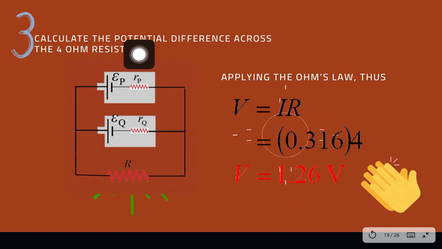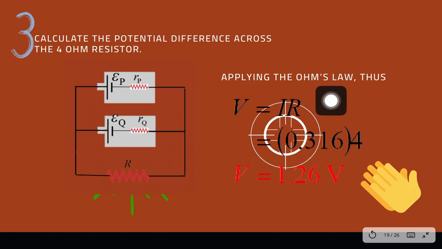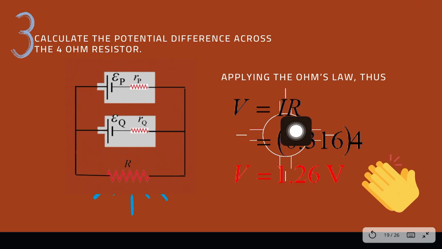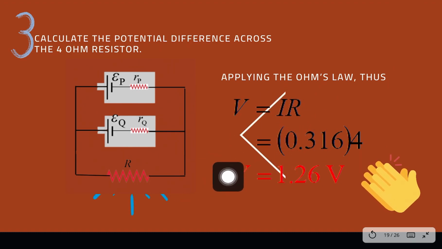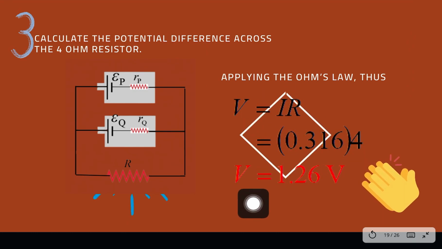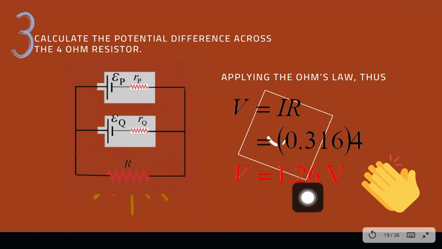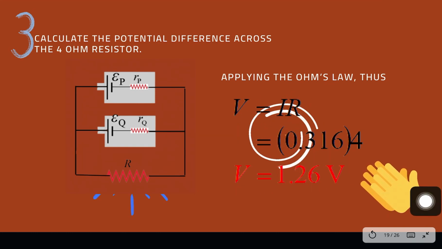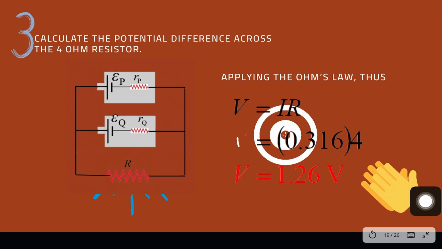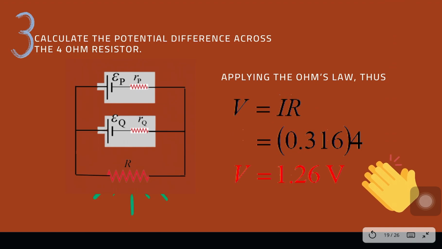So how to find the potential difference? Other than using the voltmeter, you can apply Ohm's law, where V is equals to IR, and we already know the value of I, which is 0.316. We times with R4, and we will get our V equals to 1.26 volt. Alright, done with question number 2.